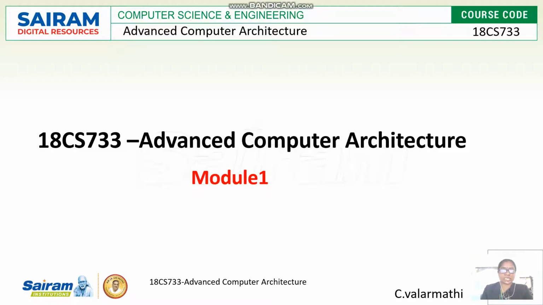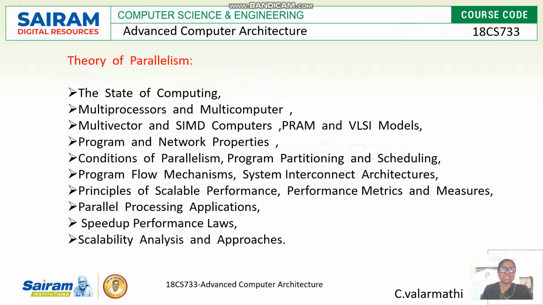Our subject code is 18CS733 Advanced Computer Architecture. From this video onwards, we are going to start the first module. The syllabus of the first module: the first topic is state of computing. Multiprocessors and multicomputers is the next topic.